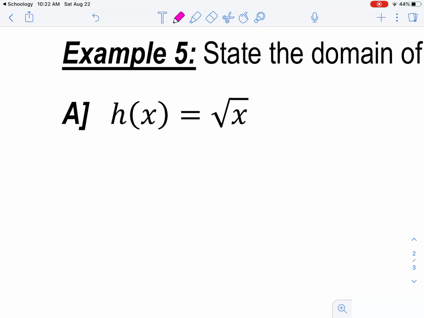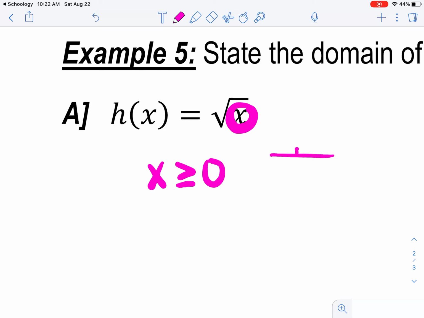Yes, because there's a square root. So I'm going to say my argument, that's x, has to be greater than or equal to 0. Now remember, we're writing all of our domains in interval notation. So now you're going to convert that to interval notation. If you know what it looks like in interval notation, just write it right away.